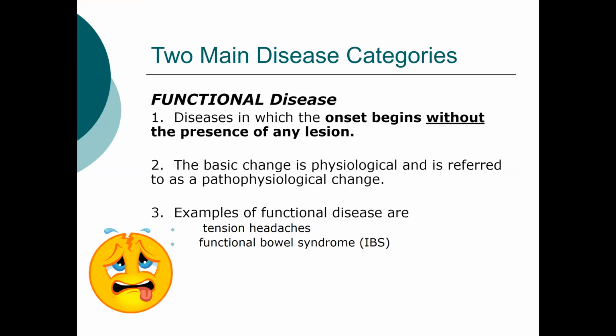Functional diseases are diseases in which the onset begins without the presence of any lesion. Once again, you're not going to see that herpes simplex lesion. You're not going to see the ringworm or anything like that. The basic change is physiological and is referred to as the pathophysiological change. Examples of functional diseases are tension headaches and IBS, irritable bowel syndrome.